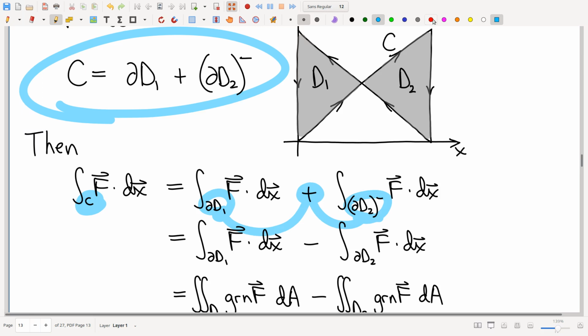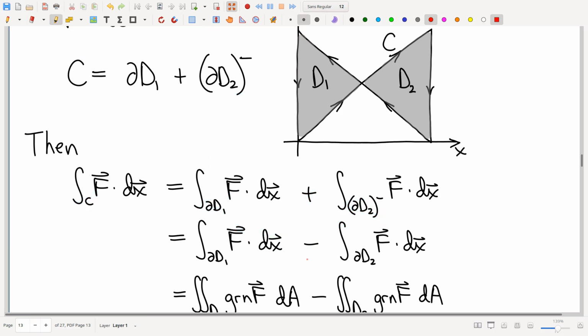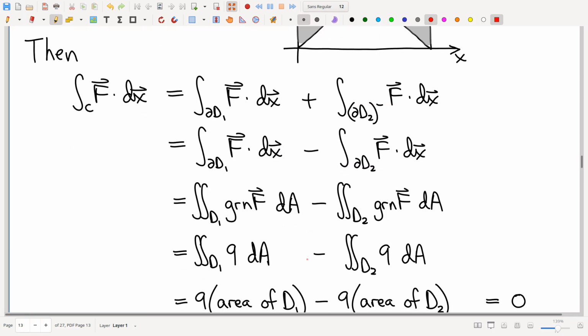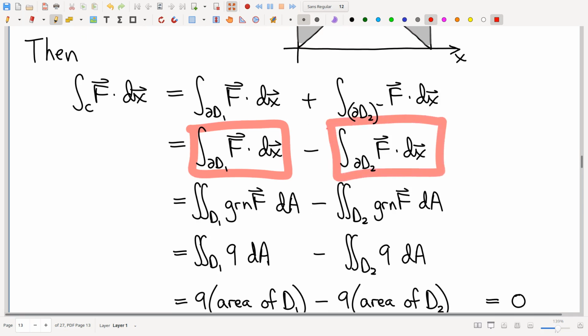I'm going to recognize that an orientation problem gives you a minus sign, right? When you switch the orientation the other way. And now we have ourselves two boundary circulations. And boundary circulations can be computed with Green's theorem.